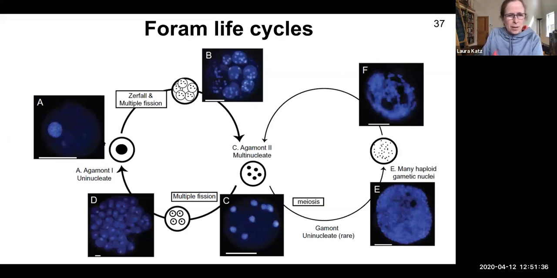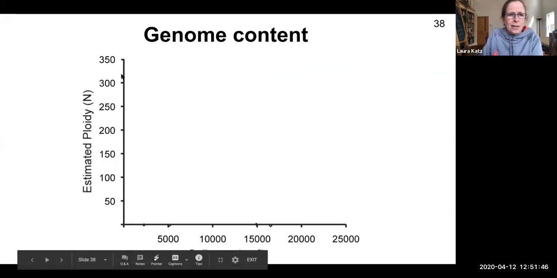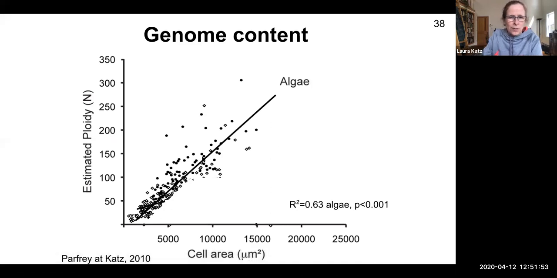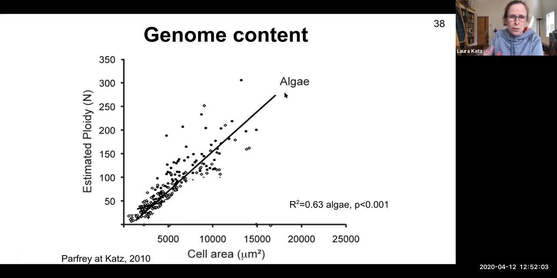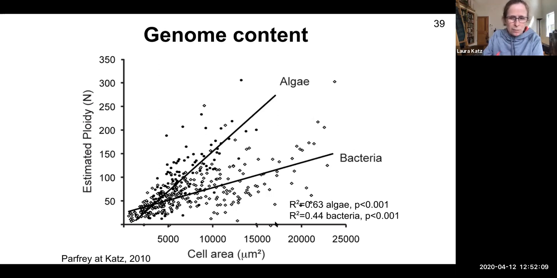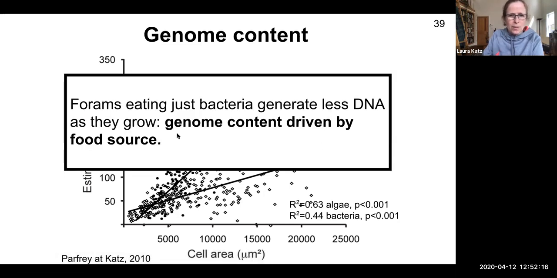But what I want to tell you about is a project that Laura Parfrey did in my lab, looking at what happens when these cells grow. They start small, they get big, and then they chop into little babies again. And what she did is she estimated the ploidy, the genome content, as the cells grow. And when she fed her cells algae, she found as the cell grew, the DNA content increased dramatically. Because we were doing PCR back then, she wanted to switch them from a eukaryotic alga to bacterium for food, and they still grew, but as they grew in size, they had a significant reduction in their DNA content. This is weird because forams eating just bacteria generate less DNA, showing genome content is driven by food source.